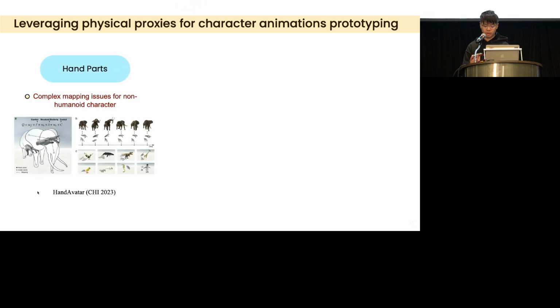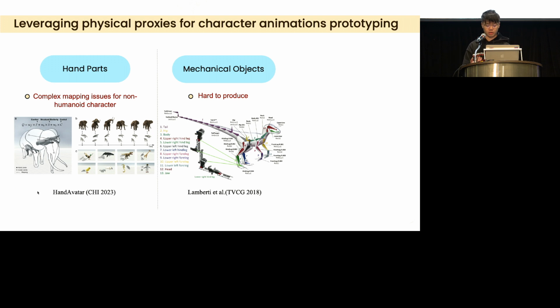Previous work has tried using physical proxies for character animation prototyping, which is definitely more novice-friendly and great for quick ideas. Some approaches capture parts of your motion, like your hand or your body, to animate the character. But when your body or hand doesn't share the same structure as the character, things get tricky with some mapping issues. Others use electronic sensors and mechanical setups, but it's not something the average person can craft at home.